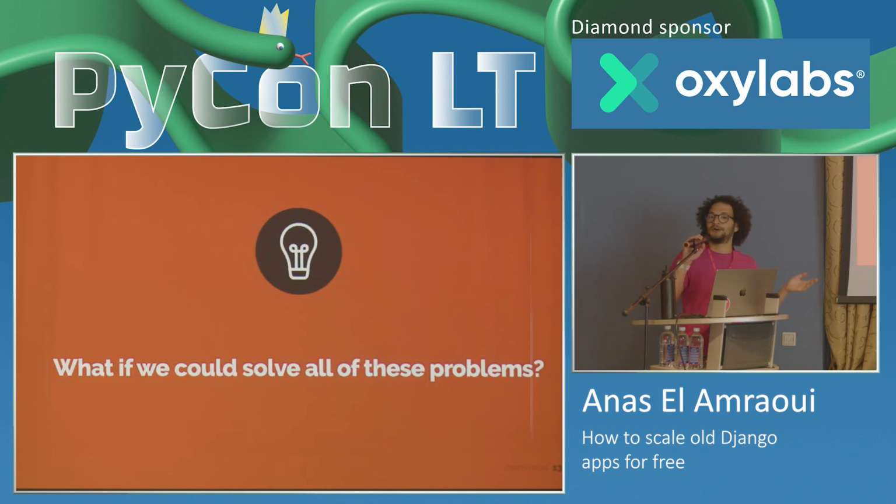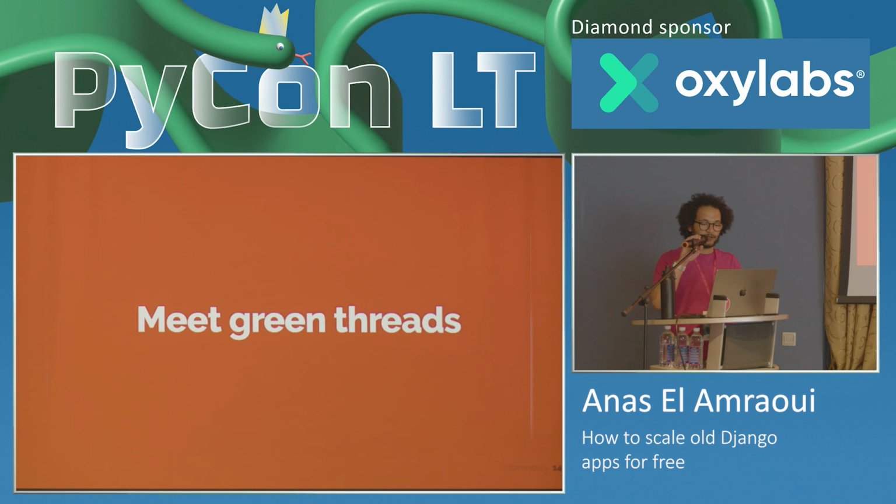What if we could solve all of these problems, right? That's the reason of this talk. So I have the solution for you. Don't worry. We can do that by controlling when a thread is executed. We can be more efficient into giving time or CPU cycles to our threads. And here come the green threads.